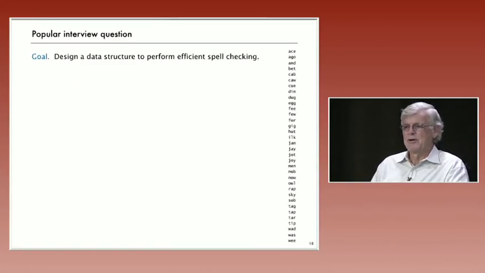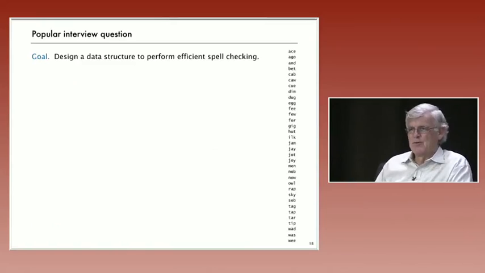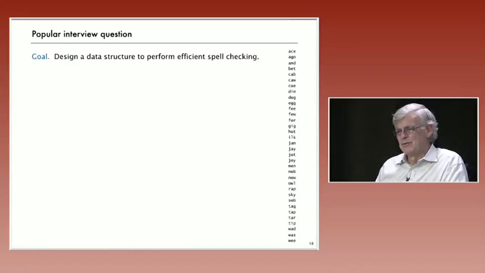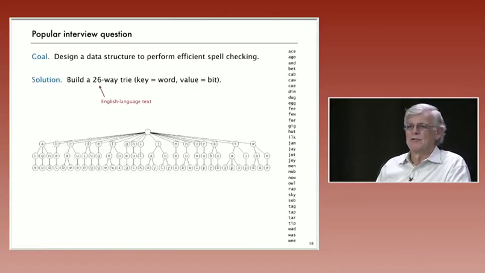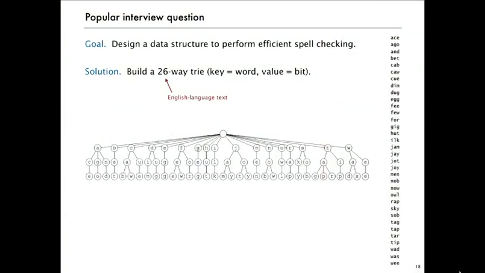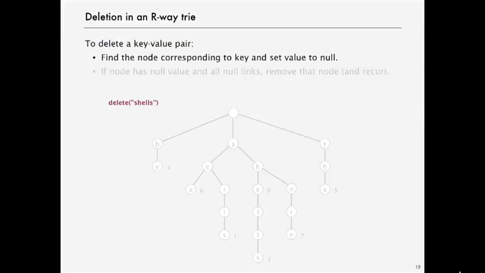And just a typical application, maybe you get a job interview question about what data structure do you use for spell checking. And this is just an example to show how effective tries can be for such an application where all the words are 3 letters. And the solution is build a 26-way trie. So for spell checking usually there'll be pre-processing to strip out everything but the lowercase letters that make up the word. So you can build a 26-way trie that will immediately tell you whether you have a misspelled word or not.